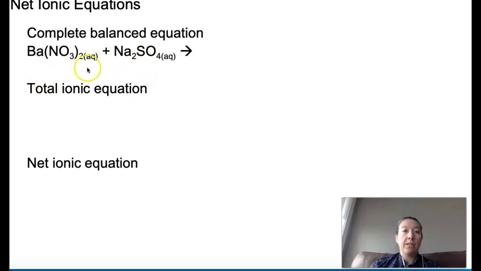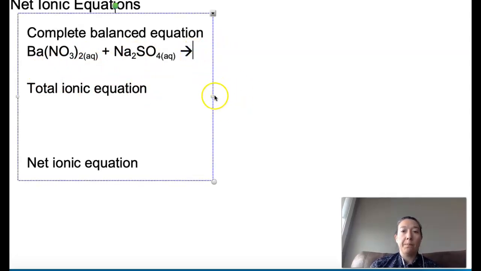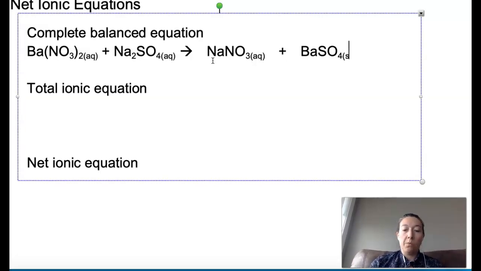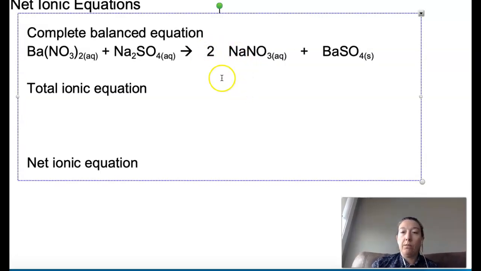So if we look at this example, we have barium nitrate plus sodium sulfate. So this is going to be a double replacement reaction because we have a compound plus a compound. So we are going to make sodium nitrate. It's important that we are checking our states. So we go to our solubility table, this is aqueous. And then our other product is going to be barium sulfate, which I want to say is solid, but I'll give it a quick check. And it is. Balancing wise, we need a 2 over here. So that was step 1, write the complete balanced chemical equation.